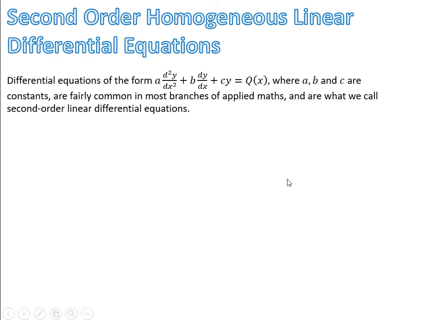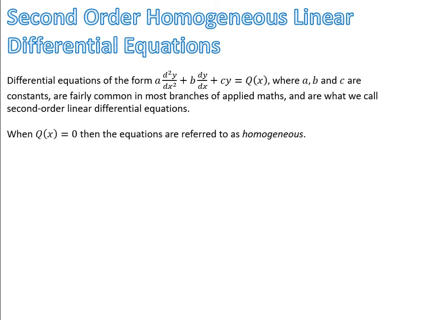Right, so on to second order homogeneous linear differential equations now. Okay, so a bit of a mouthful there. But yeah, that's what we have to deal with in advanced science. So differential equations of the form a times d squared y by dx squared plus b times dy by dx plus c times y equal to some function in terms of x, where a, b, and c are constants, are fairly common in most branches of applied maths and are what we call second order linear differential equations.